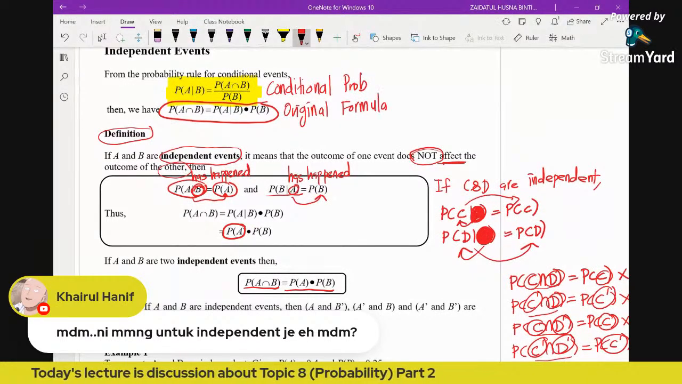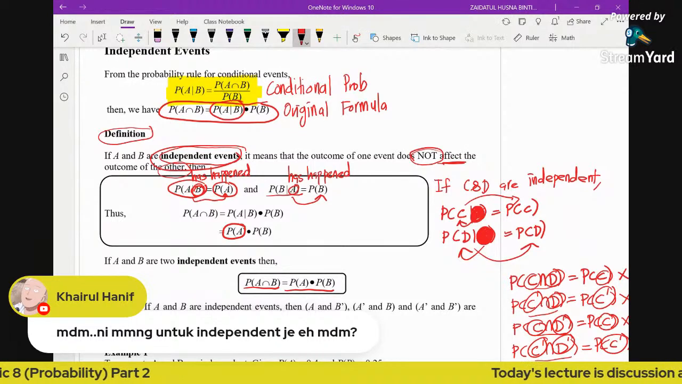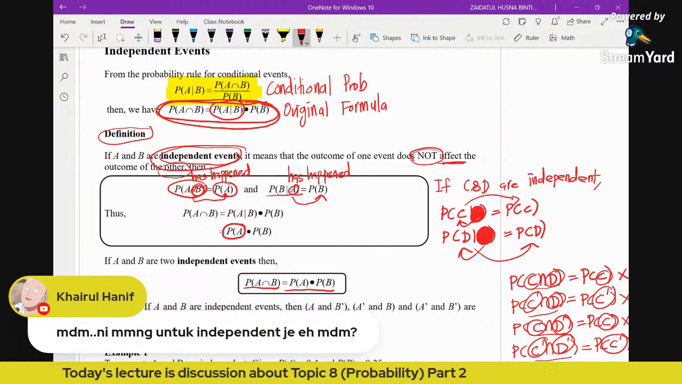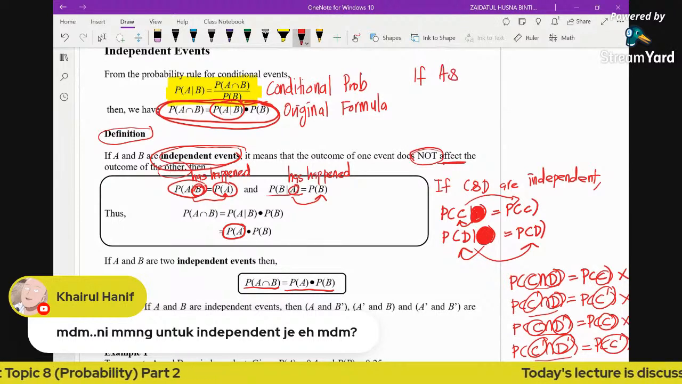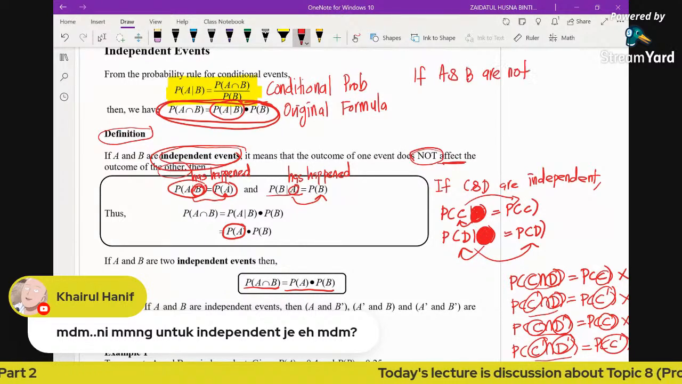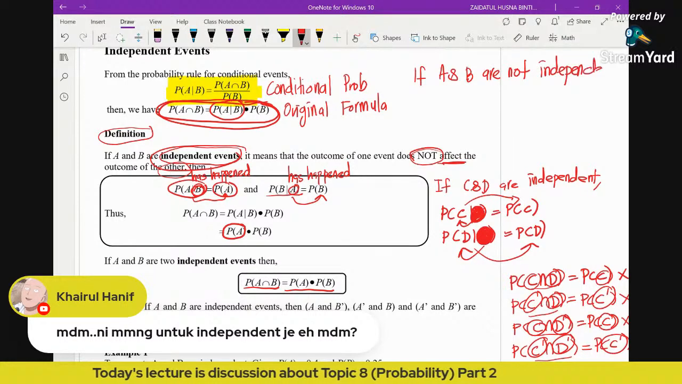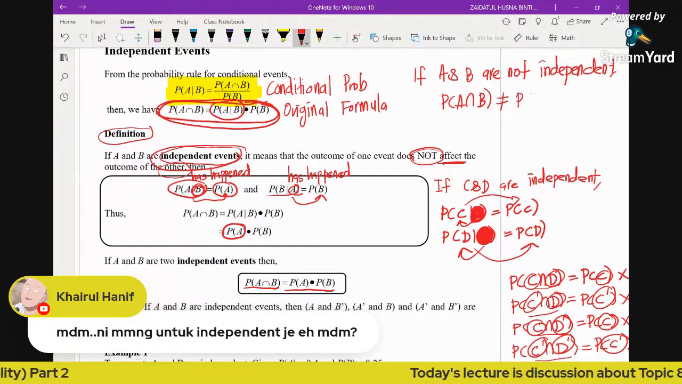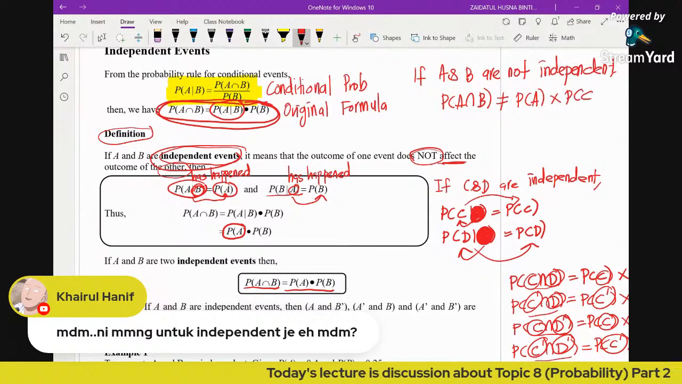If the events are independent, only then can we change to this one. But if not, we still stick to the original formula. So if A and B are not independent, we can swap the statement. What we can deduce is that the probability of A intersect B will not be equal to the probability of A multiplied by the probability of B.